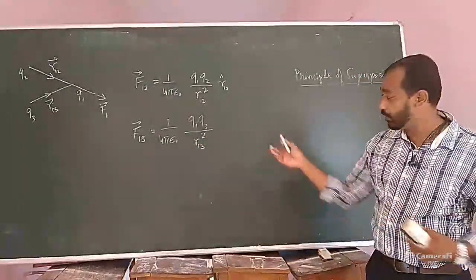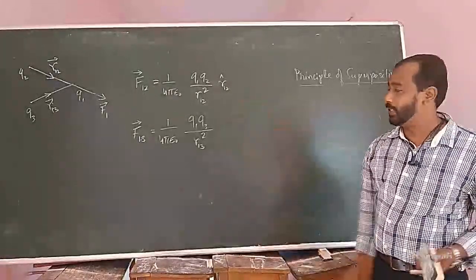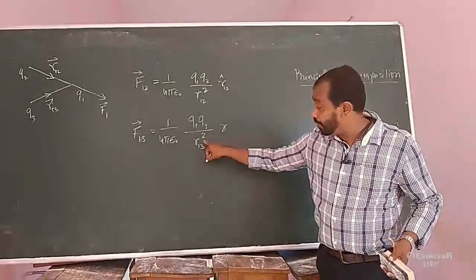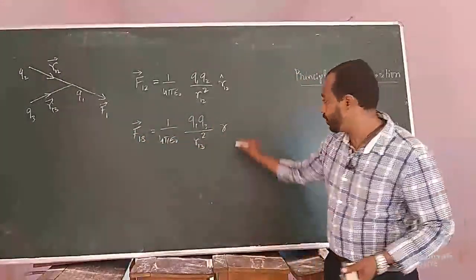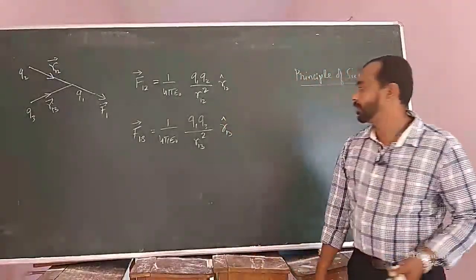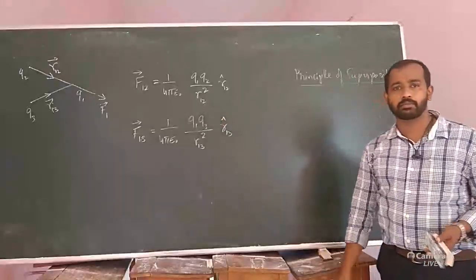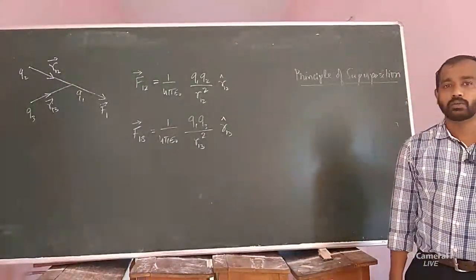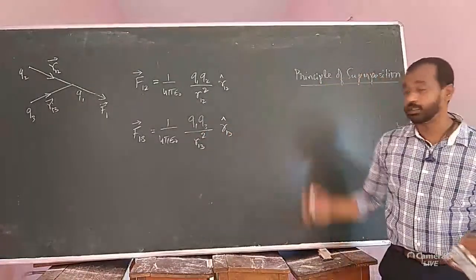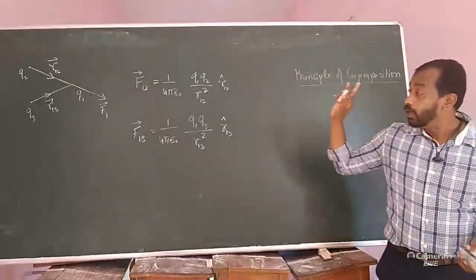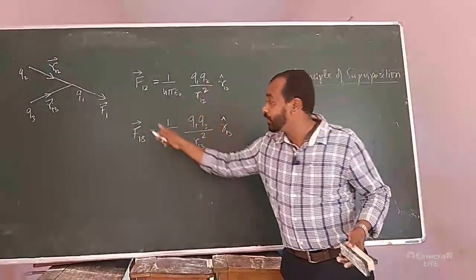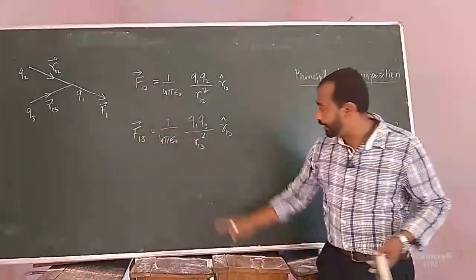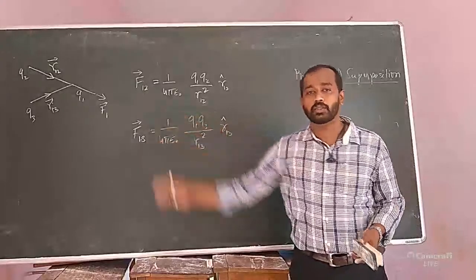Since both are positive charges, a force of repulsion is present, therefore the force is in the same direction as that of R13. So it will be R13 cap. If it is opposite, then you have to place a negative sign. So that is how we are going to place the positive or the negative sign to the force. We are not going to consider the polarity of the charges here. Instead of that, we are going to place the positive or negative sign to the force, indicating whether the force is in the direction of R13 or opposite to it.